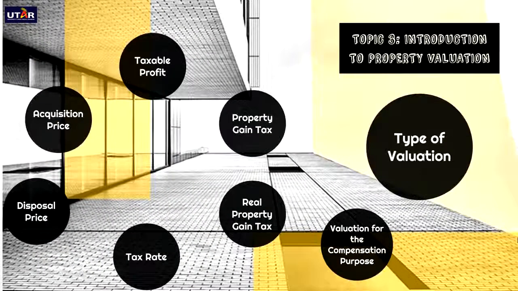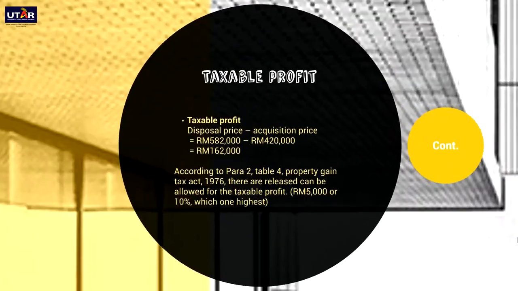After you get the acquisition and disposal price, the next step is to find out the taxable profit. To get the taxable profit, the disposal price will minus the acquisition price. So, in this case, 582,000 minus 420,000. The balance is 162,000.